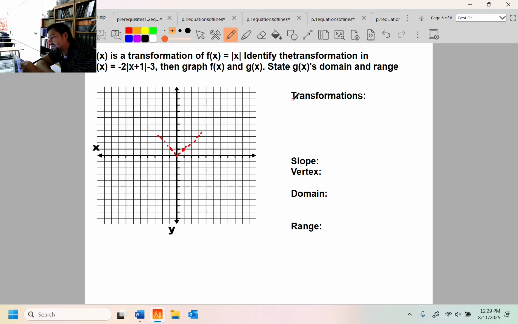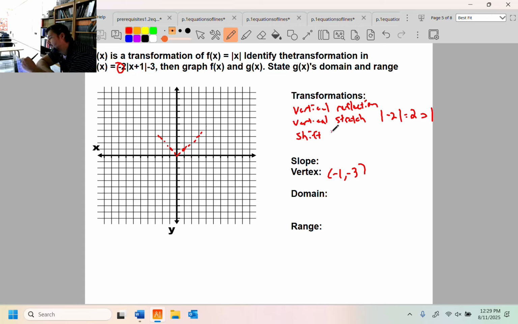Transformations here are, notice that negative sign, there is a vertical reflection, it will open down. There is a vertical stretch because the absolute value of negative 2 is 2, which is bigger than 1. It is taller, it is narrower. And our vertex here is going to be at negative 1, negative 3. Do the opposite of whatever this says inside. This is not a shift right. We have shifted left 1. We would call that a horizontal translation, left 1, and then down 3.